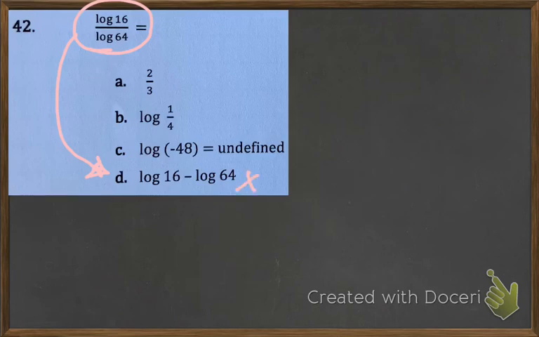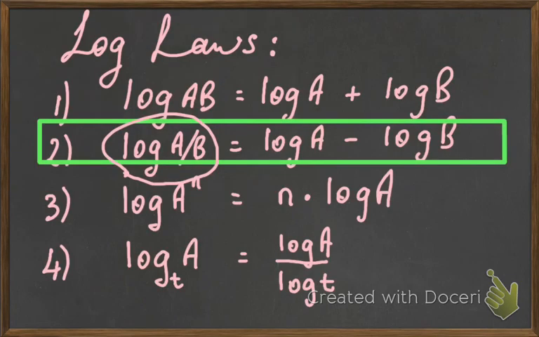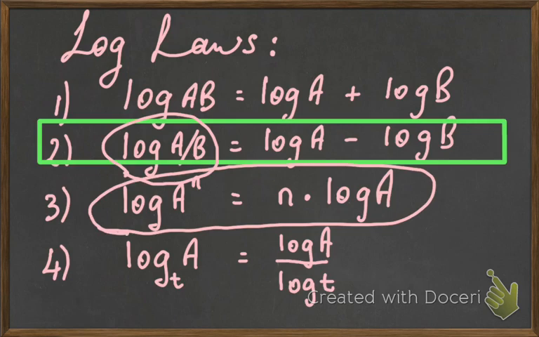Rather, what we will do is say the log of 16 divided by the log of 64 can be written as the log of 2 to the power of 4 divided by the log of 2 to the power of 6. So I simply write the log of 16 and the log of 64 in terms of base 2. What we can now do is use the third log law, the log of a to the n is n log a. And that's exactly what we will be doing.